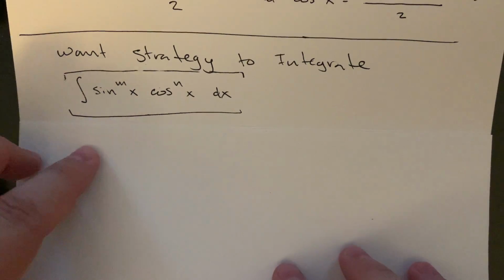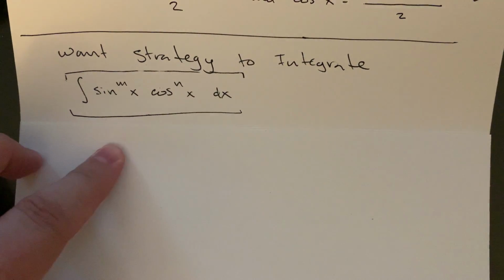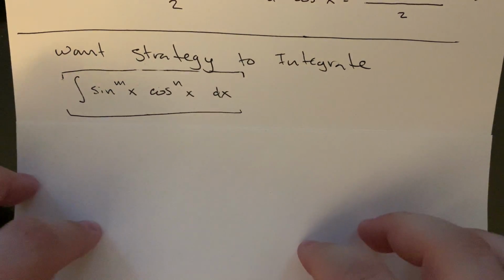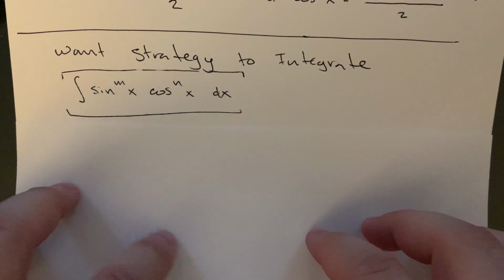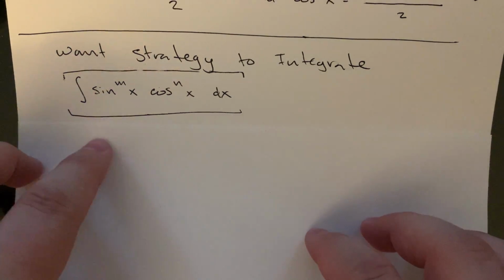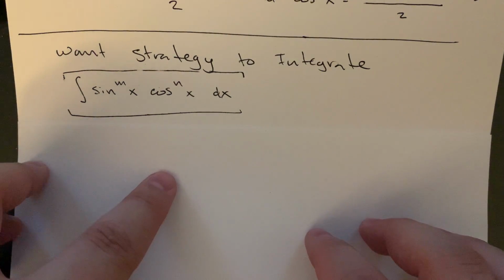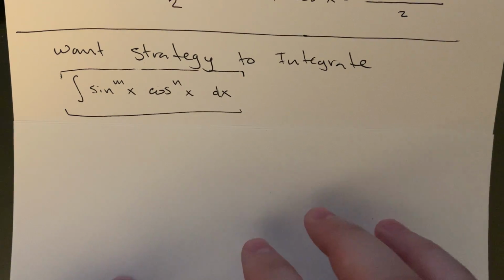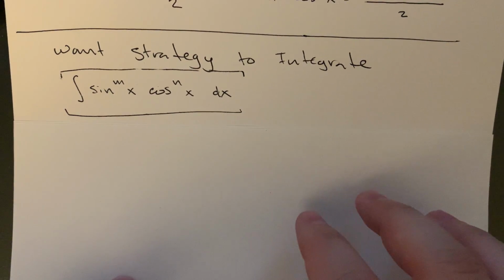So this is essentially just products of sines and cosines, right? This could be sine cubed and cosine to the 4th. This could be sine squared and cosine to the 6th. It could just be sine to the 1 times cosine to the 1, right? We want a generic strategy to be able to solve and evaluate those integrals.